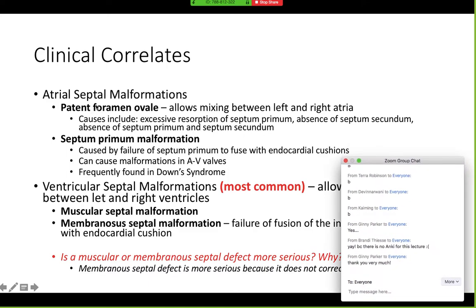So atrial septal malformation. So you can have a patent foramen ovale. So this, of course, is going to allow mixing between the left and the right atria. And this is basically just a result of any problem with the forming of the foramen ovale. So you can have excessive resorption of the septum primum, you don't have a septum secundum form, or maybe both of these are missing. And then, once the baby takes its first breath, there's nothing to snap shut and nothing to seal off left from right atrium.